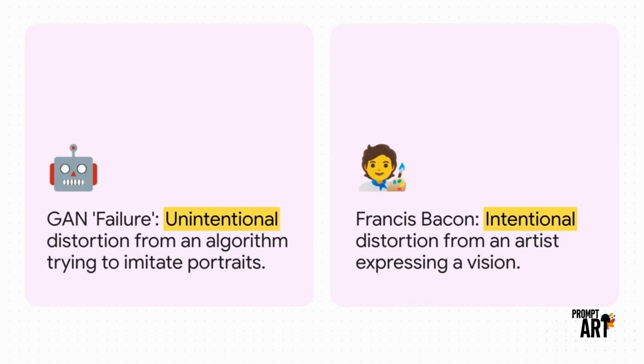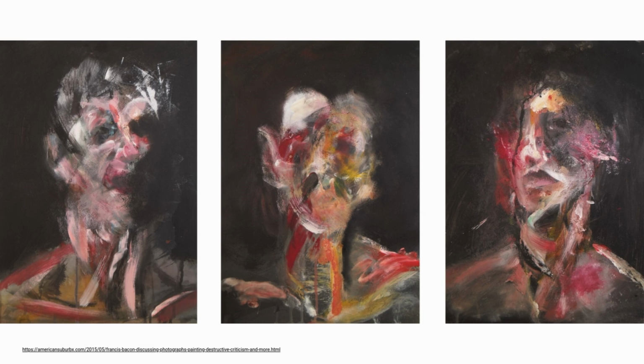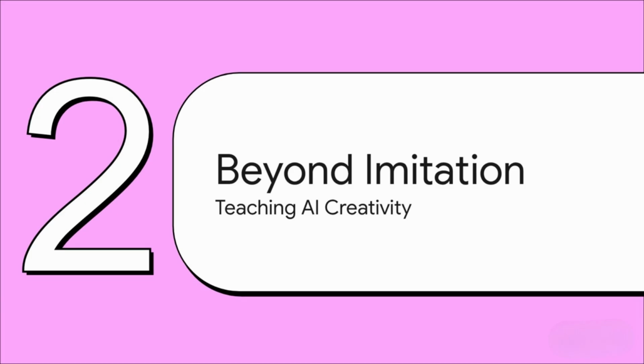And what's wild is how these AI failures can look, well, shockingly similar to the intentional distortions of an artist like Francis Bacon. I mean, look at this. A GAN might spit out this unsettling, distorted portrait by accident, just because it's trying to copy a face. Francis Bacon, on the other hand, he twisted his portraits on purpose to get at some deep human feeling. The final image might look kind of the same, but one of them is missing that key ingredient, right? Human intent.